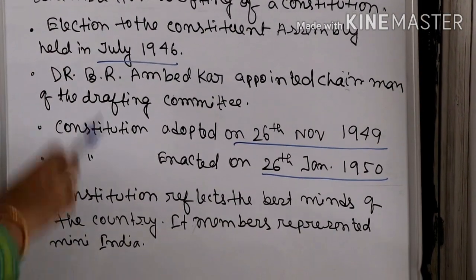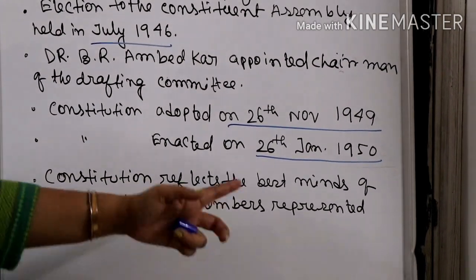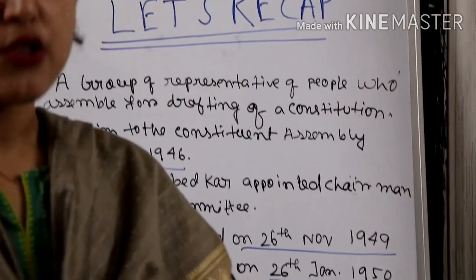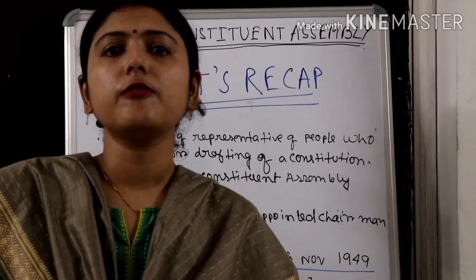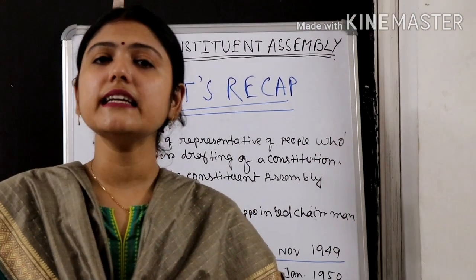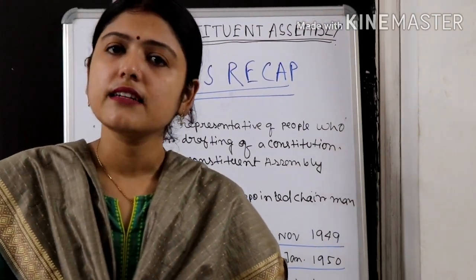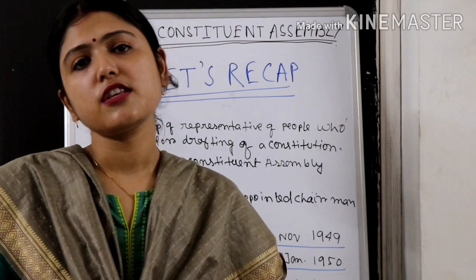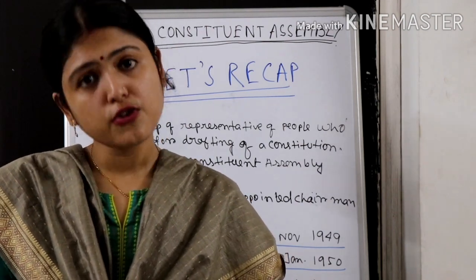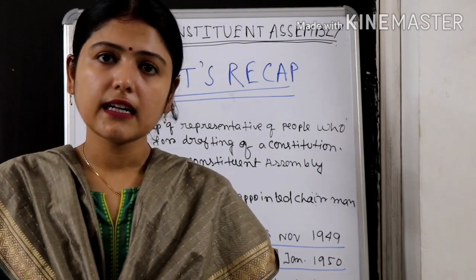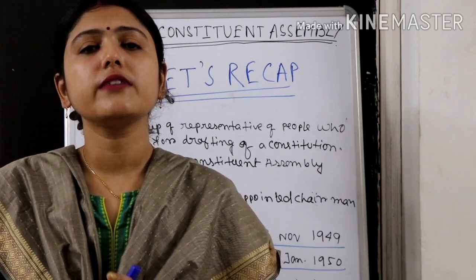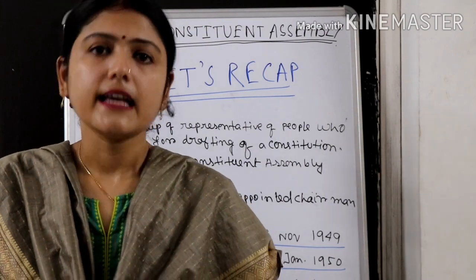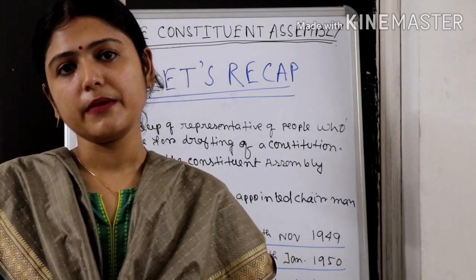And the constitution reflects the best minds of the country. Its members represented a mini India. It did not ensure the interest of a certain group of people. No, it addressed the interest of all the citizens of our country. And the success of the Constituent Assembly is to draft a constitution that governs all the people equally, irrespective of their caste, their social structure, their financial background, and everything.